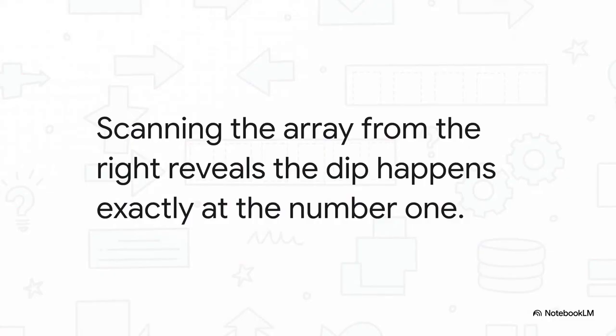Take the array 2, 1, 5, 4, 3, 0, 0. If we start scanning from the right, we see 0, then the other 0, then 3, 4, 5. The numbers are steadily increasing, but then, boom, we hit the number 1. Suddenly there's a dip. 1 is strictly smaller than 5, so 1 is our breakpoint. Now what's really interesting here is that everything to the right of the number 1 is in strictly decreasing order, meaning absolutely no larger prefix can be formed over there.